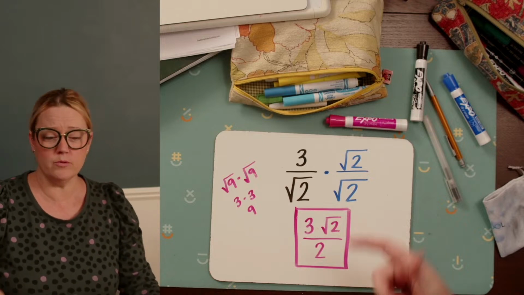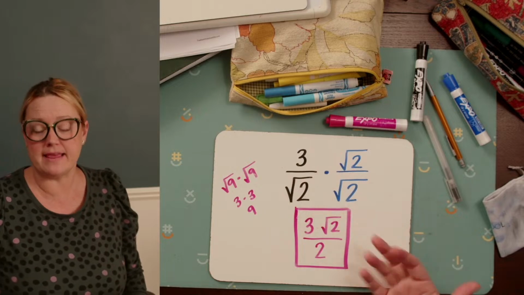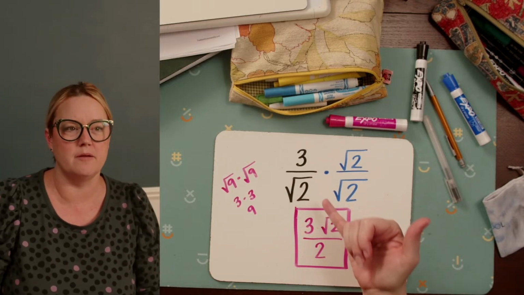Okay. If the square root was on top, you wouldn't have to do anything. This is only something that you have to do if the square root is on bottom.